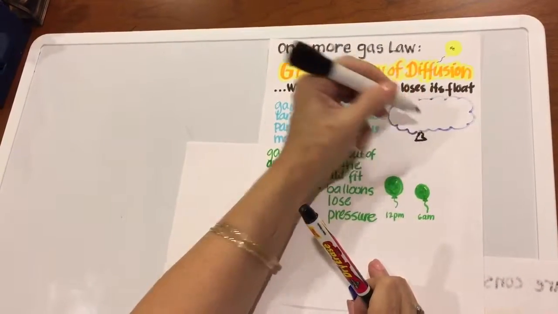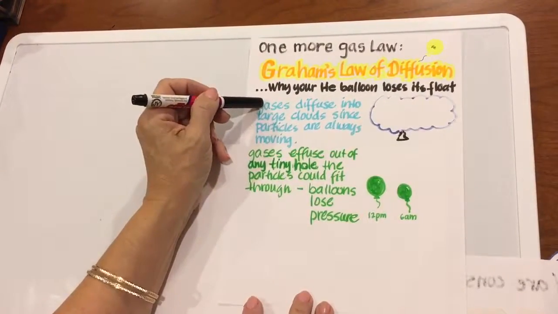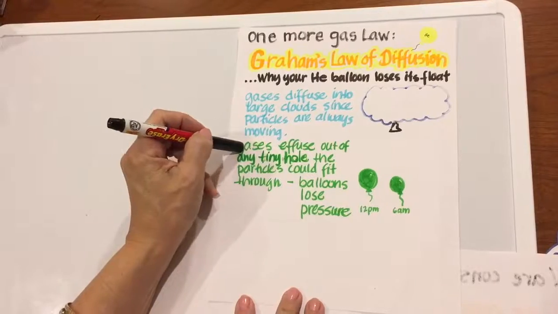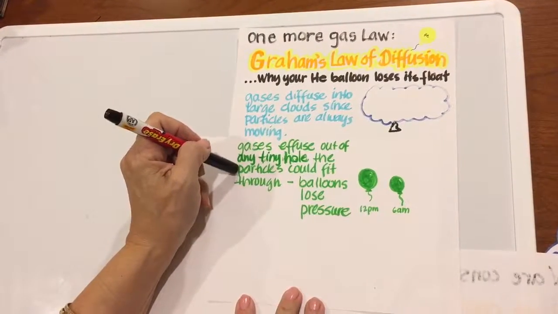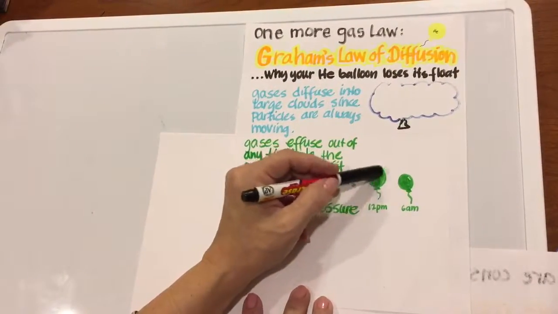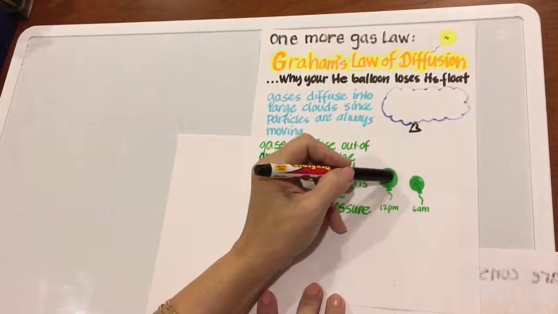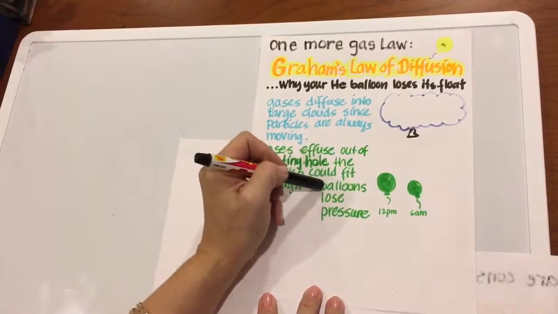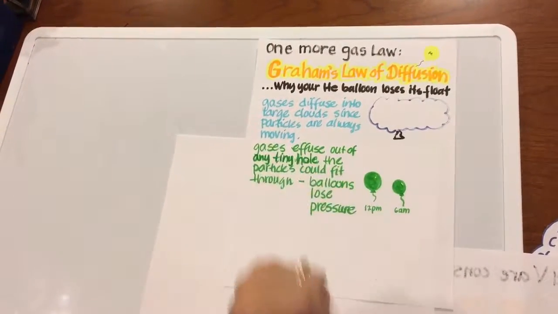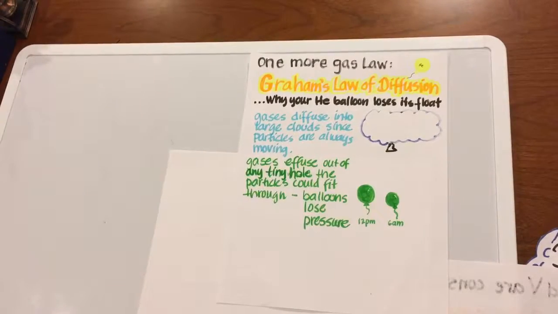The kind of cloud that might drift over a town if there is a chemical spill. Gases diffuse into large clouds since the particles are always moving, or gases effuse out of any tiny hole that the particle could fit through. And this is why balloons lose pressure. You have a balloon at noon on one day, and the next morning at 6 a.m. your balloon is smaller than it was because some of the gas particles inside the balloon effused out of the tiny holes in the latex material. Diffusion and effusion both use Graham's law of diffusion.